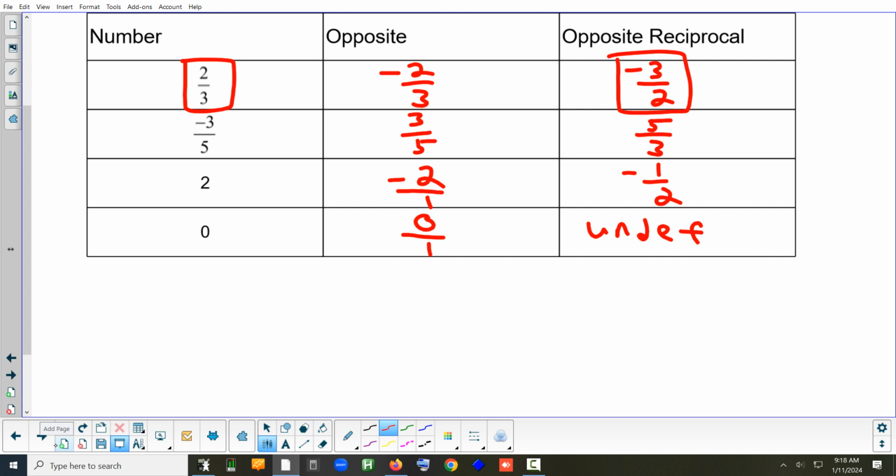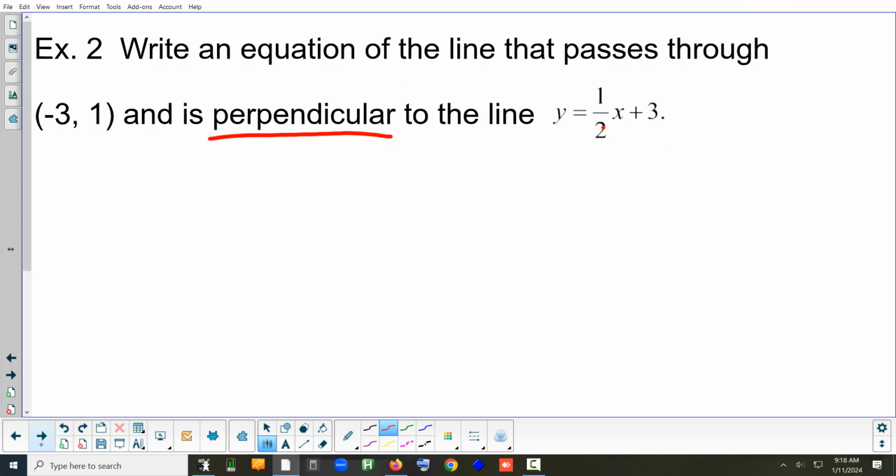Okay, so let's flip over to the back. We'll do example 2 together, and then I might have you guys try example 3. It says, write an equation of a line that passes through the point -3, 1 and is perpendicular to the line. The only word that changed here from yesterday is we changed parallel to perpendicular.